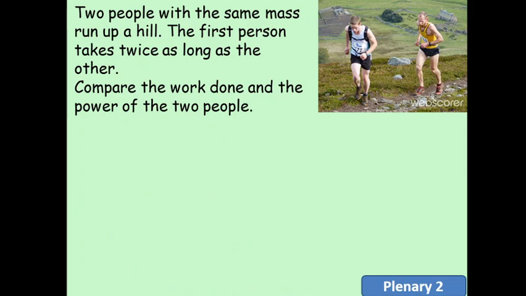Okay, so lastly, we've got a bit of a wordy question here, and sometimes you get these. So it's saying that we've got two people with the same mass, how convenient, running up a hill, and the first person takes twice as long as the second person. So compare the work done and the power of the two people. So how is it similar and how is it different?